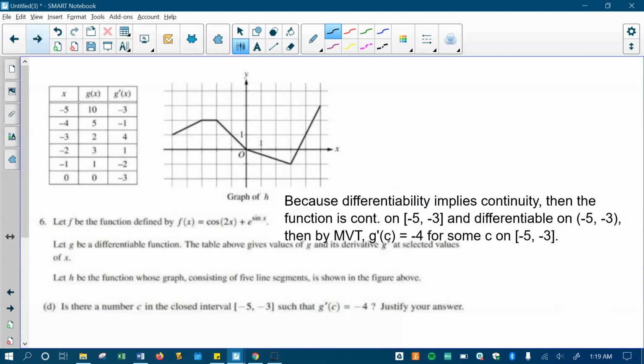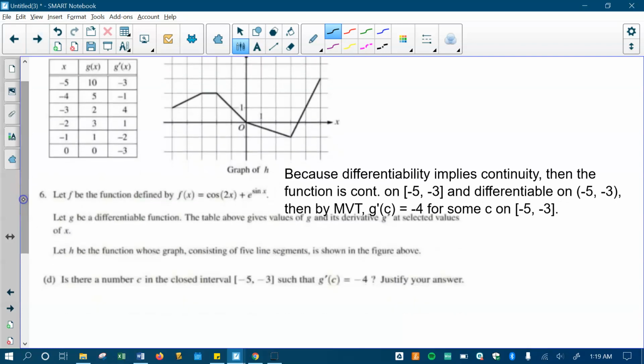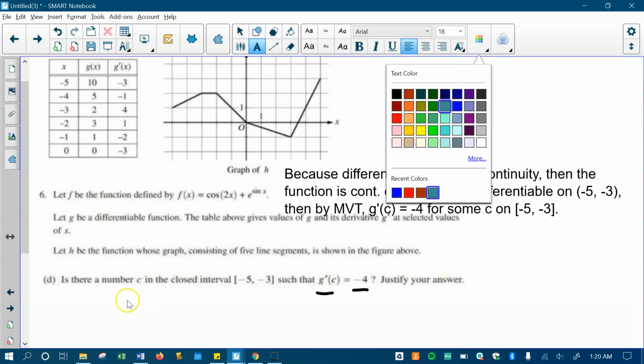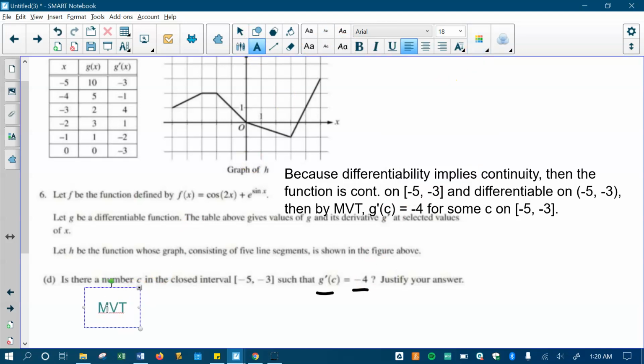And then D, so I kind of have already prepared myself here. The question is, is there a number C in the closed interval such that g prime of C equals negative 4? So this is a mean value theorem question. The reason I know it's a mean value theorem question is because it has that g prime of C equals negative 4. I'll try to add the MVT here, and let's put this in a different color.